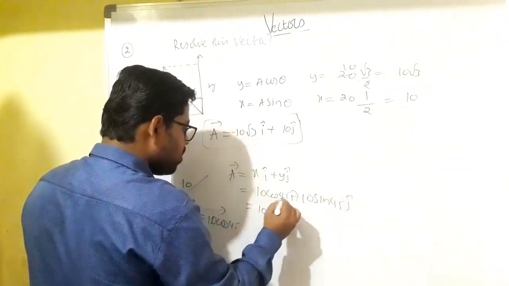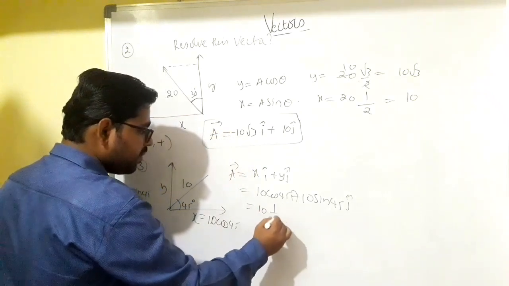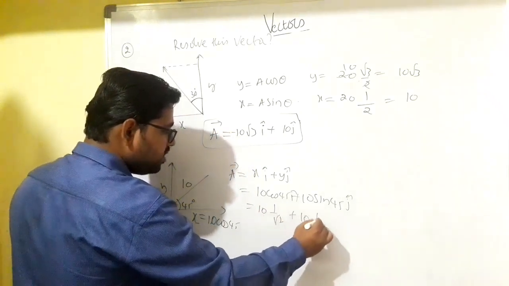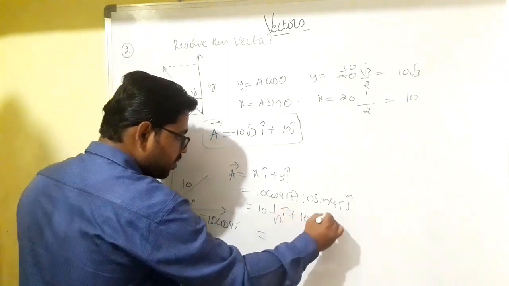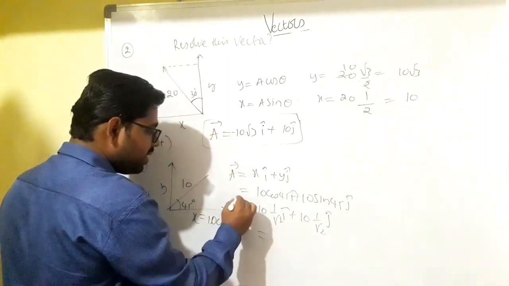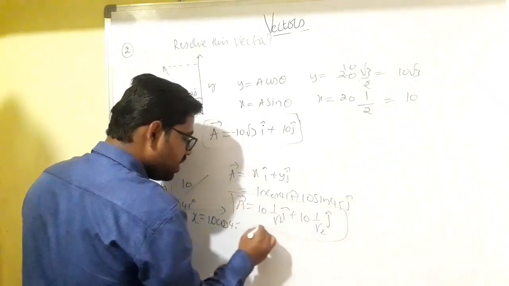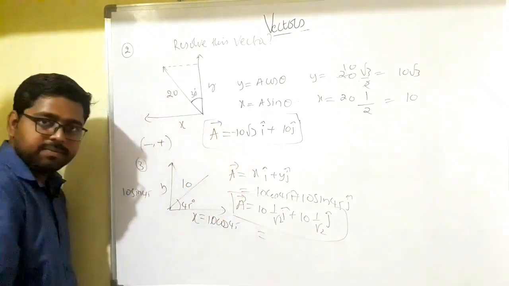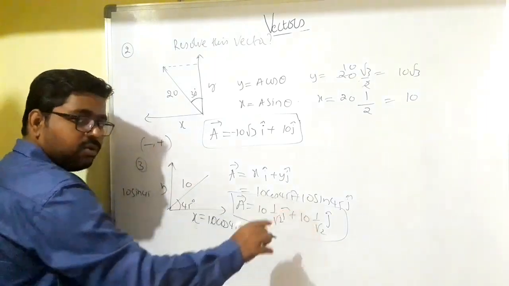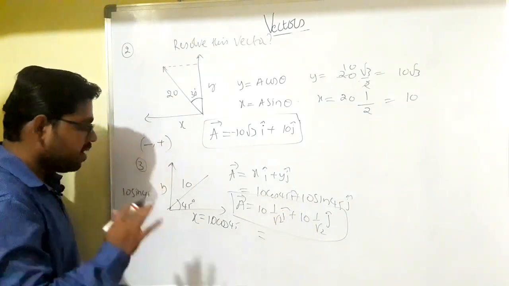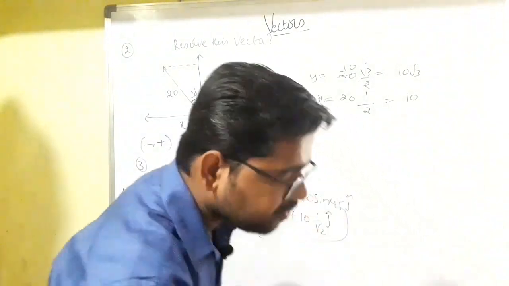So 10 cos 45 is how much? 1 by root 2, and sin 45 is equal to how much? 1 by root 2. So 10 by root 2 i cap, 10 by root 2 j cap. This is a vector: 10 by root 2 i cap plus 10 by root 2 j cap. This is how we resolve. This is also positive, this is also positive, so no change in the sign. Clear? Right. One more example.